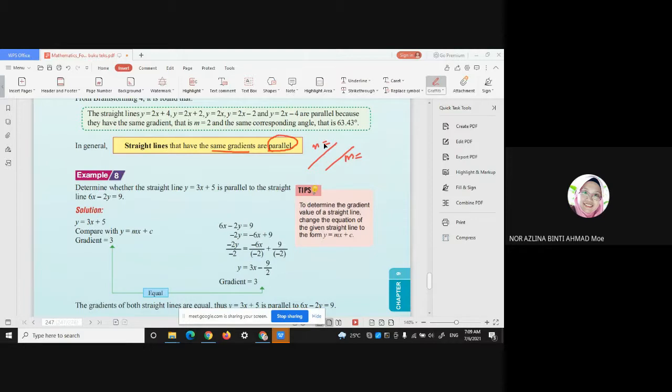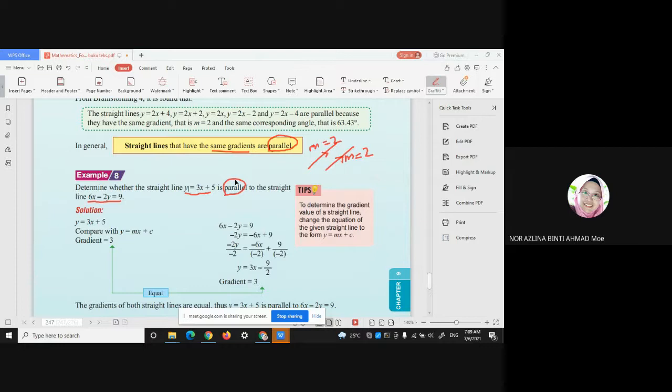So when gradient same, the line is parallel. This is the symbol of parallel line: arrow on the line. Both lines have arrow. So this is parallel line because the gradients are equal. Okay, example 8, determine whether the straight line y equal to 3x plus 5 is parallel to the straight line 6x minus 2y equal to 9.